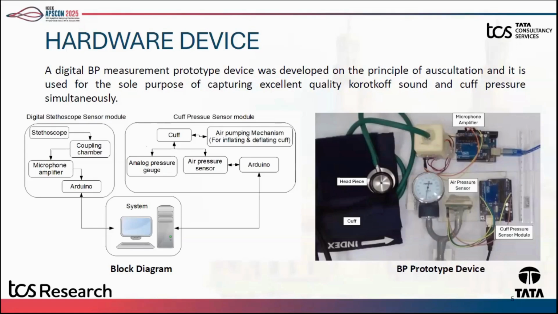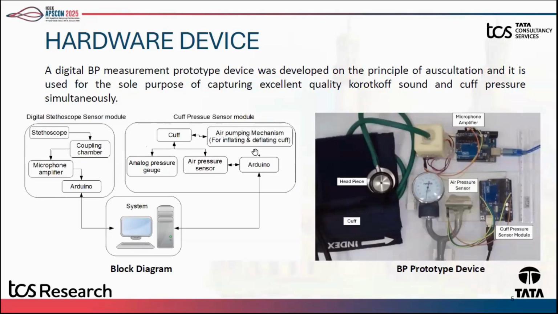First is the digital stethoscope module. In that, the stethoscope, as you can see, the head piece is connected to a coupling chamber. So this is just a 3D printed coupling chamber, in which there's a microphone sensor. So the head piece is connected to the microphone sensor, and the coupling is used so that no environmental noise is captured by the microphone. And this microphone is connected to the microphone amplifier. What the microphone does is it takes the vibration and converts it to voltage signals. These signals are converted from analog to digital using the ADC on this Arduino, and we get the ADC signals, which are then stored in the system in a CSV format.